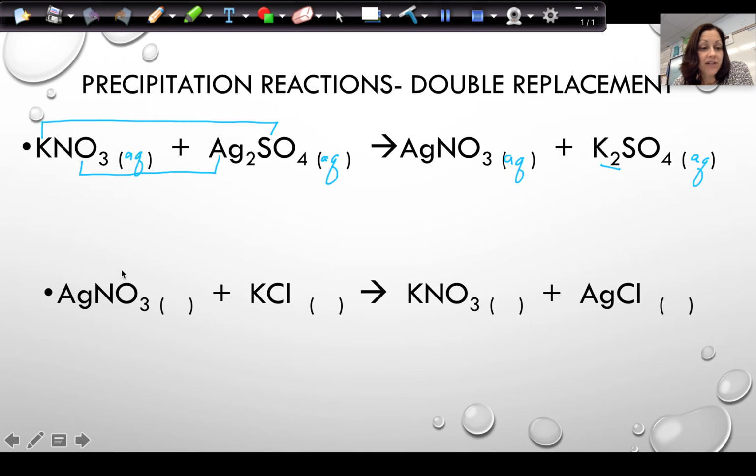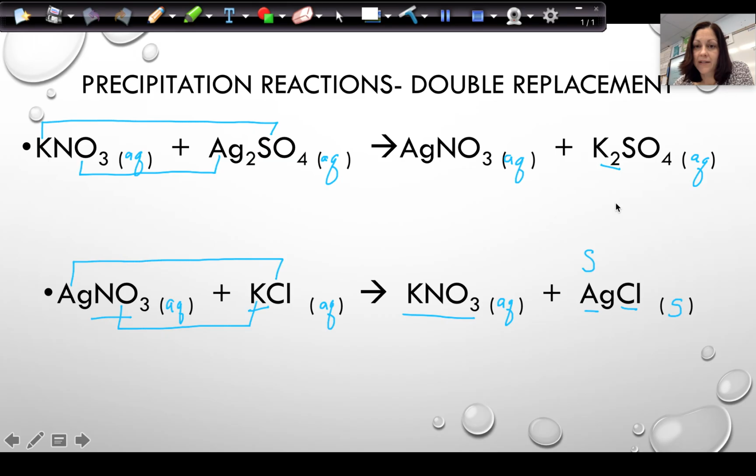Now AgNO3, NO3 is soluble with no exceptions, so we're going to put aqueous. K is soluble with no exceptions, so we're going to put aqueous. Ag goes with the Cl. K goes with the NO3. We crisscross and drop the signs. K and NO3 are each soluble with no exceptions, but Cl is soluble and Ag is one of its exceptions, so we're going to put solid here.